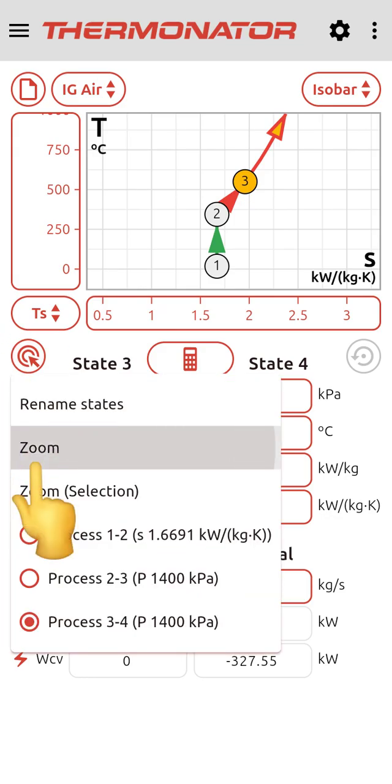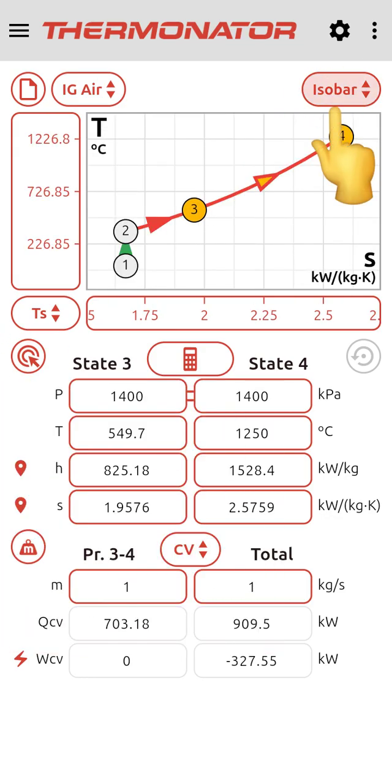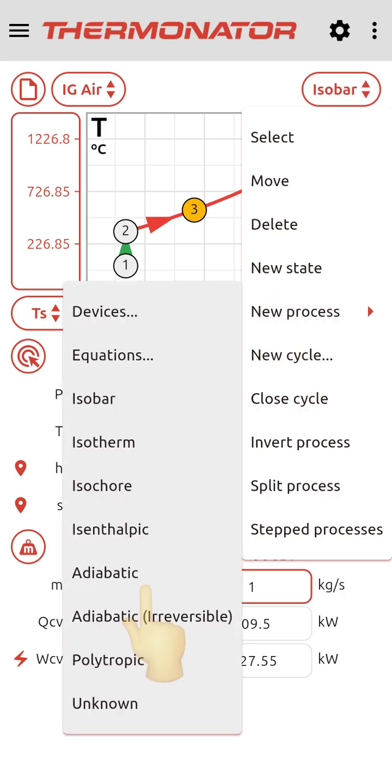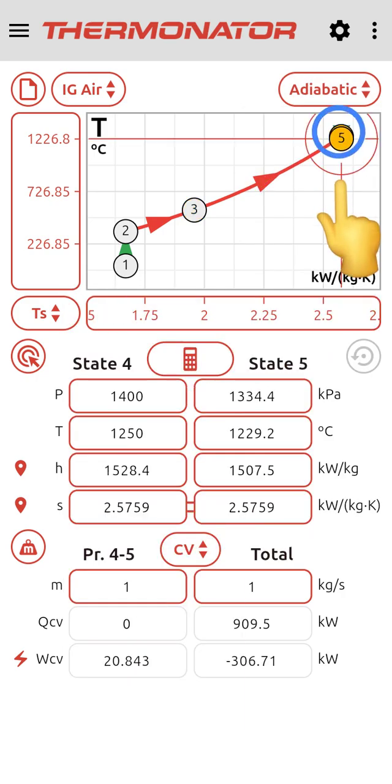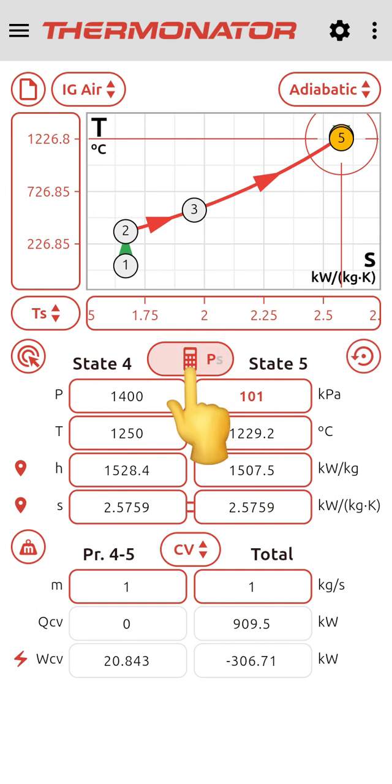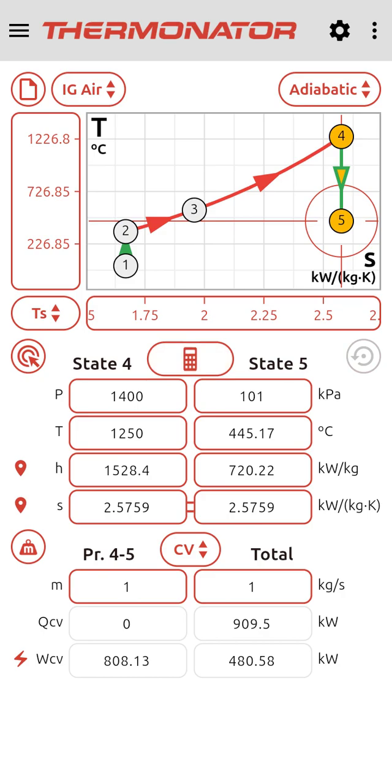The turbine performs an adiabatic process, so we create an adiabatic process. The inlet pressure to the regenerative heat exchanger is equal to its outlet pressure, since the regenerative heat exchanger performs an isobaric process. We enter the inlet pressure to the regenerative heat exchanger and calculate the state at this pressure and the entropy of the adiabatic process.